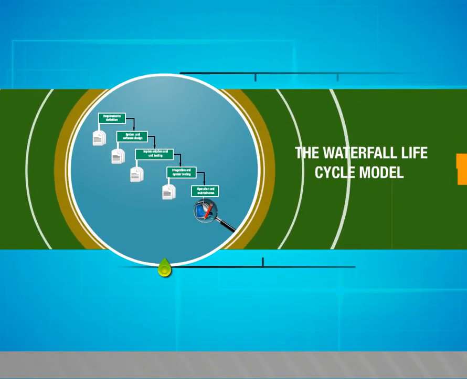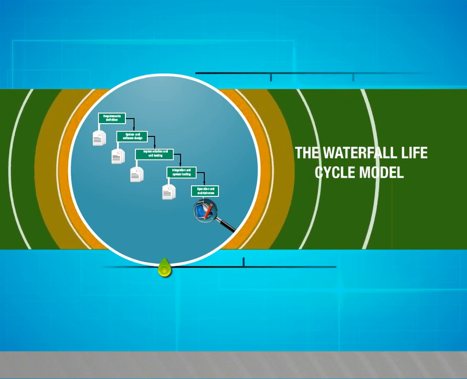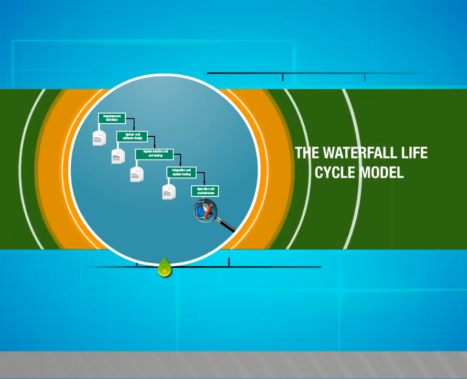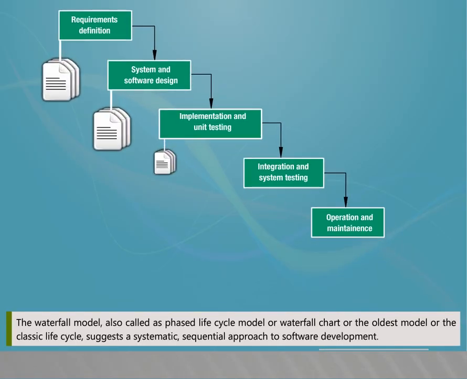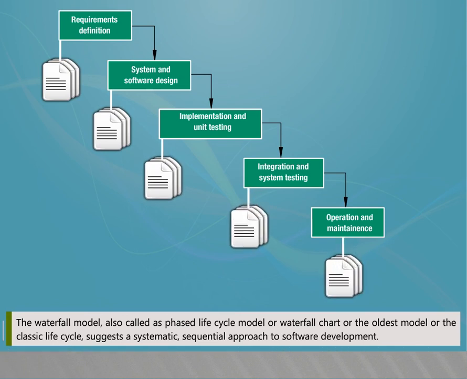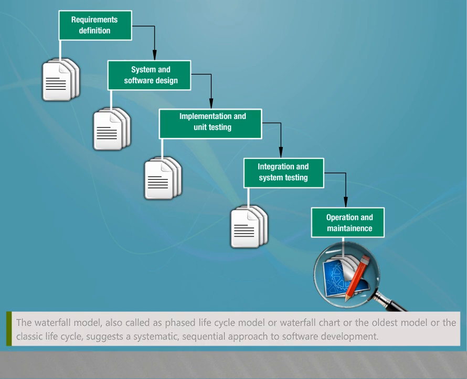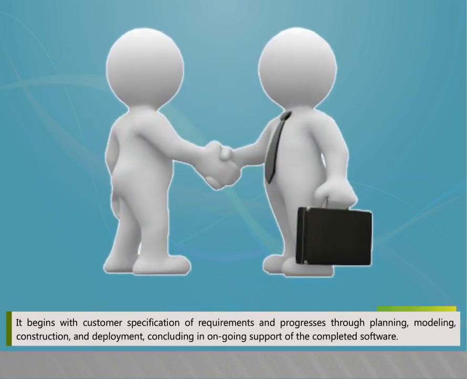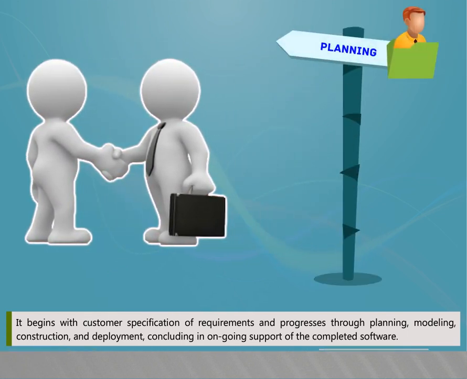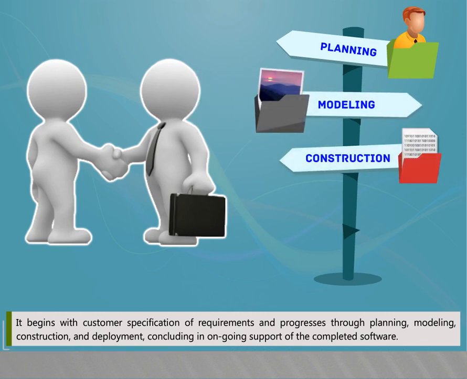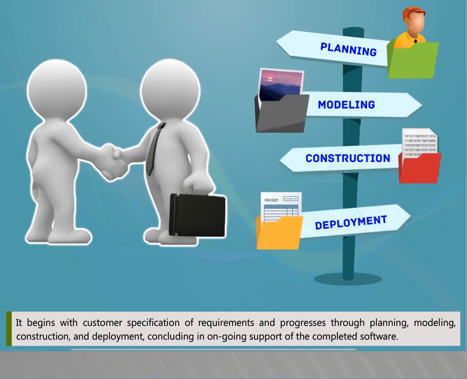The Waterfall Lifecycle Model. In this video, we are going to see about the Waterfall Lifecycle Model. The Waterfall Model, also called the Phased Lifecycle Model or Waterfall Chart, or the oldest model or the classic life cycle, suggests a systematic sequential approach to software development. It begins with customer specification of requirements and progresses through planning, modeling, construction and deployment, concluding in ongoing support of the completed software.